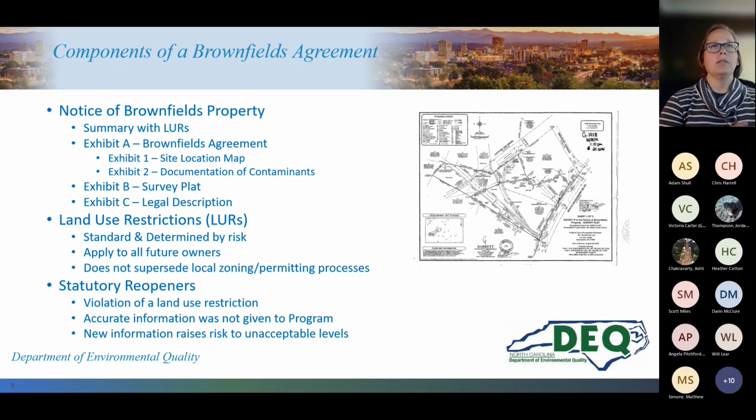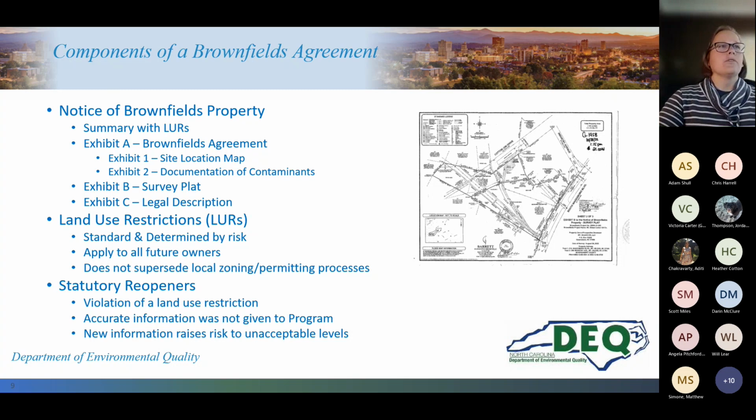Exhibit B is a survey plat. There's a kind of blurry example of one here. Sorry about that. But there are actually 3 pages to the specific plat. It shows the Brownfields property boundary, which can include multiple parcels. So that's where we have to make sure that all parcels that are included are shown. It will include the land use restrictions and that Exhibit 2, the table of contaminants, on the survey plat as well. So oftentimes these are 2 or 3 page documents. And then finally, a legal description, of course, that matches up with our Brownfields property boundary.